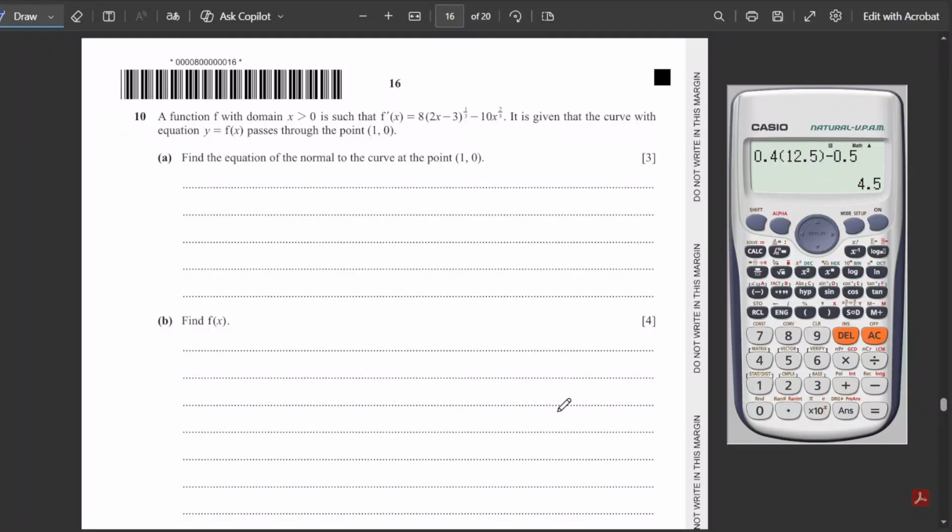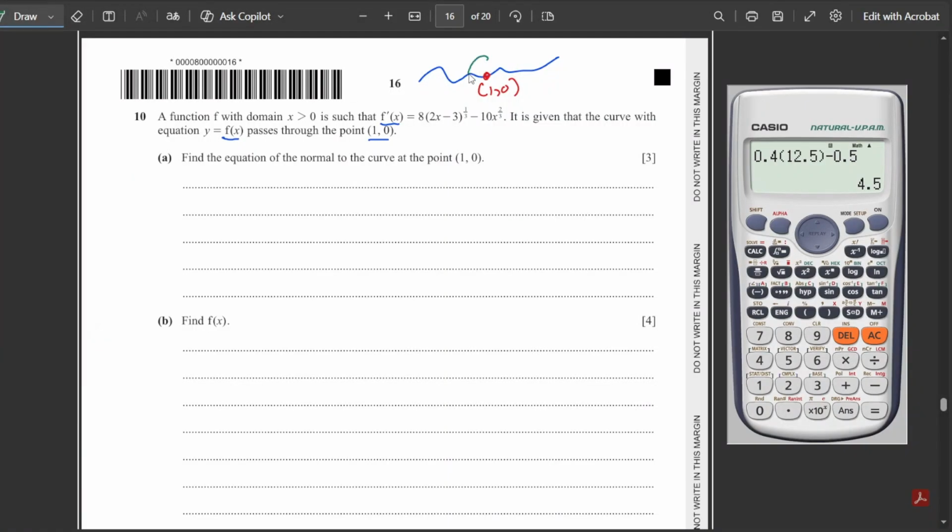The next line says it is given that the curve with the equation y equals f of x. So basically this is the curve, and this is its derivative. They're saying that the curve, whatever this weird shaped curve is going to be like, passes through a point which is 1, 0. X is 1, y is 0. Part A says, find the equation of the normal to the curve at this point. Same point.